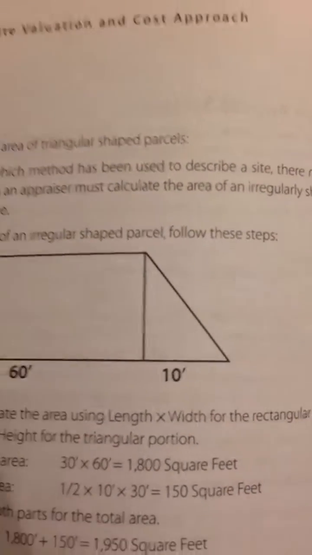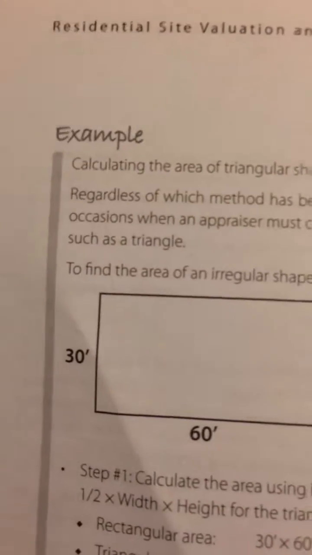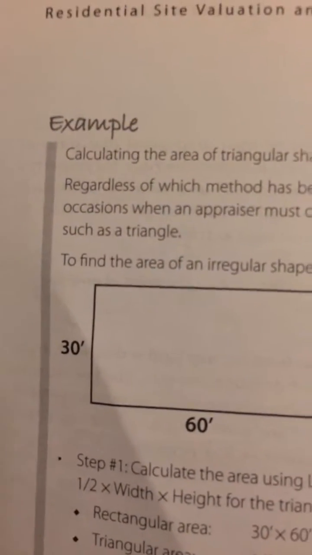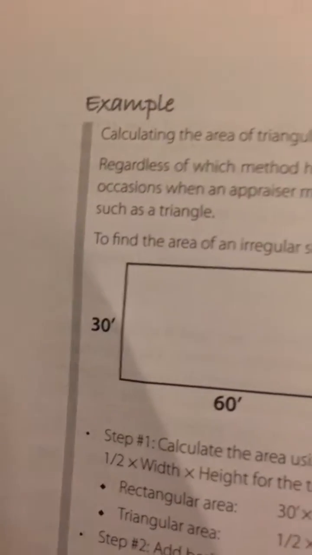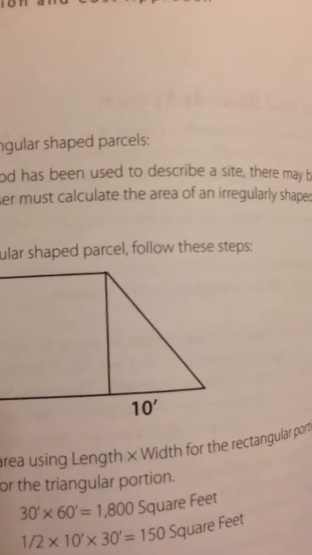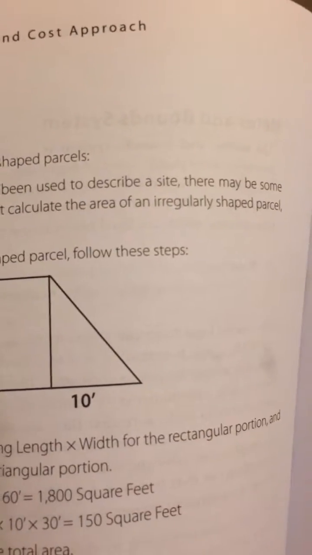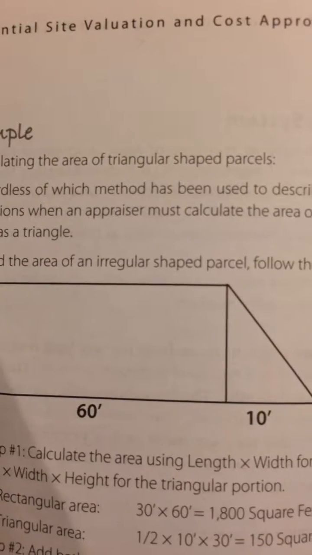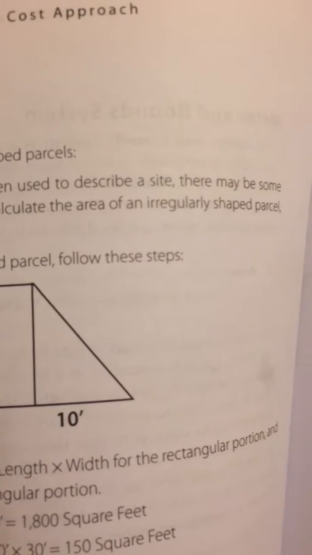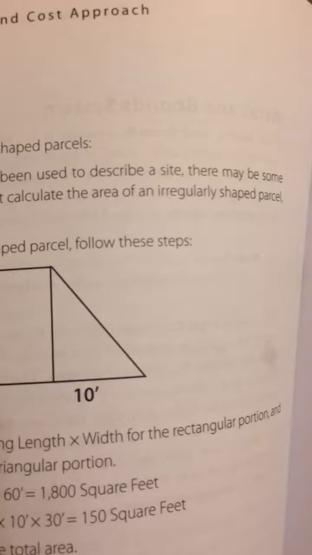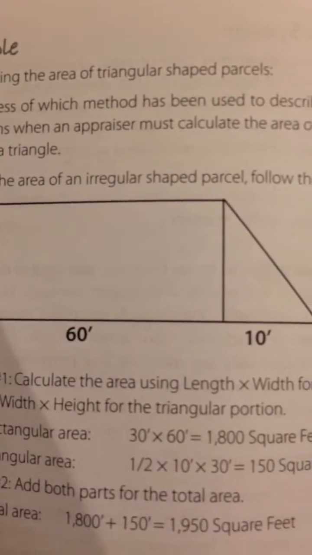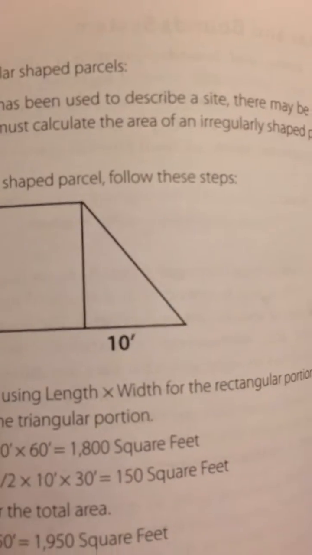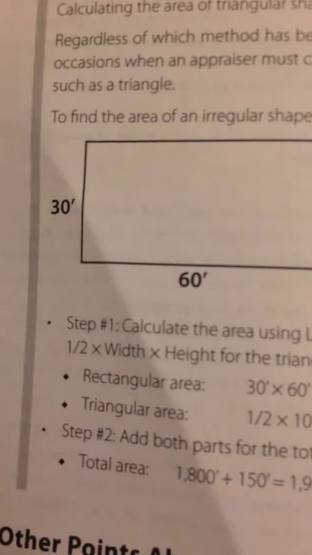Residential Site Valuation and Cost Approach, pages 26 and 27. Example: calculating the area of a triangular shaped parcel. Regardless of which method has been used to describe a site, there may be some occasions when an appraiser must calculate the area of an irregularly shaped parcel, such as a triangle. To find the area of an irregular shaped parcel, follow these steps.